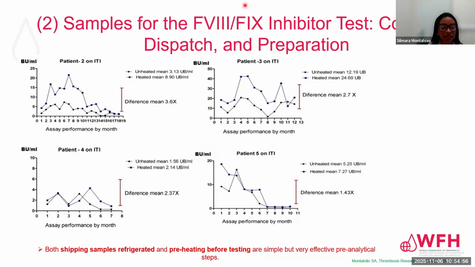Here we have an example from patients in our lab. In the blue line, you can see the results from the sample that we heated, and the black line is the same sample that was unheated. You can see we have a real difference between the results. Sometimes a result that was negative became positive. Both shipping samples refrigerated and this setting of pre-heating before testing may appear simple, but they are very important to give us a good strategy for interpreting the results.